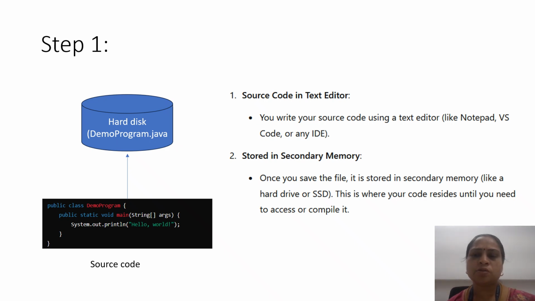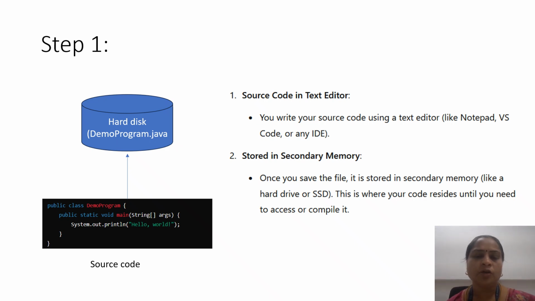Once you write the source code, we will write it using a text editor called Notepad or any IDE. Whatever program you type in Notepad will be stored in the hard disk. That is the first part. Once you save the file, it is stored in the secondary memory, like a hard disk or SSD.